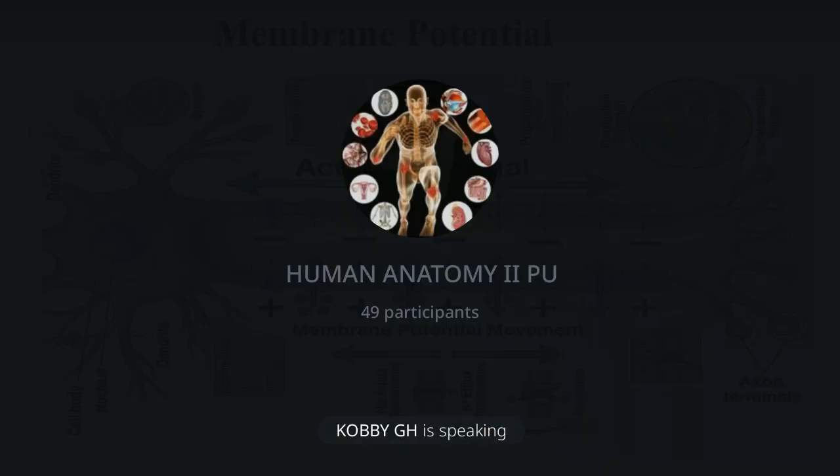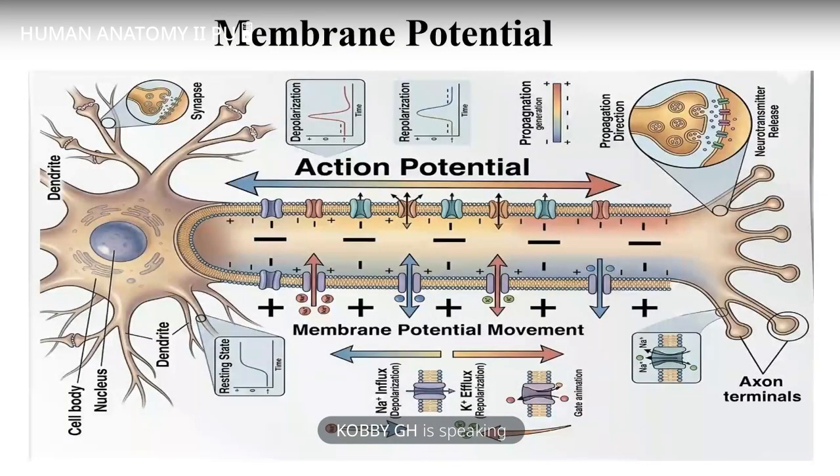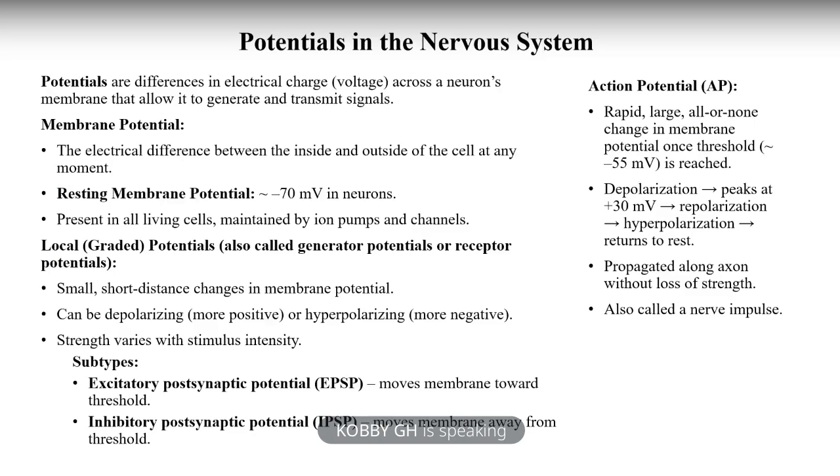But the action potential is the impulse transmission along the axon. That is the action potential, or the horizontal movement of the impulse along the axon. That is what we call the action potential.